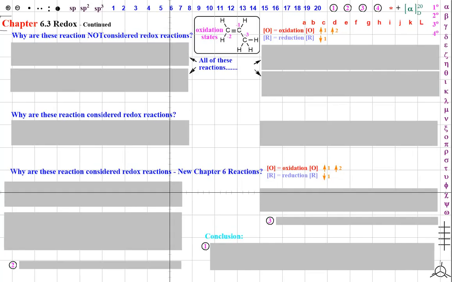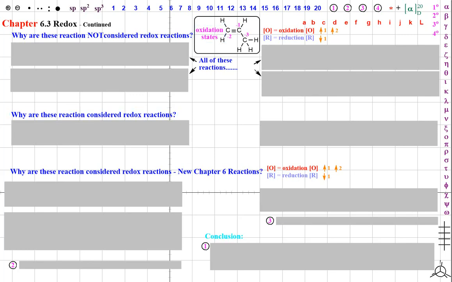In this video, we're going to look at redox reactions continued. Remember that we saw redox in section 2.7 of the book. We're going to use this video to look at redox reactions for reactions we've seen in this chapter at the top of the page here, and then some new reactions at the bottom of the page.